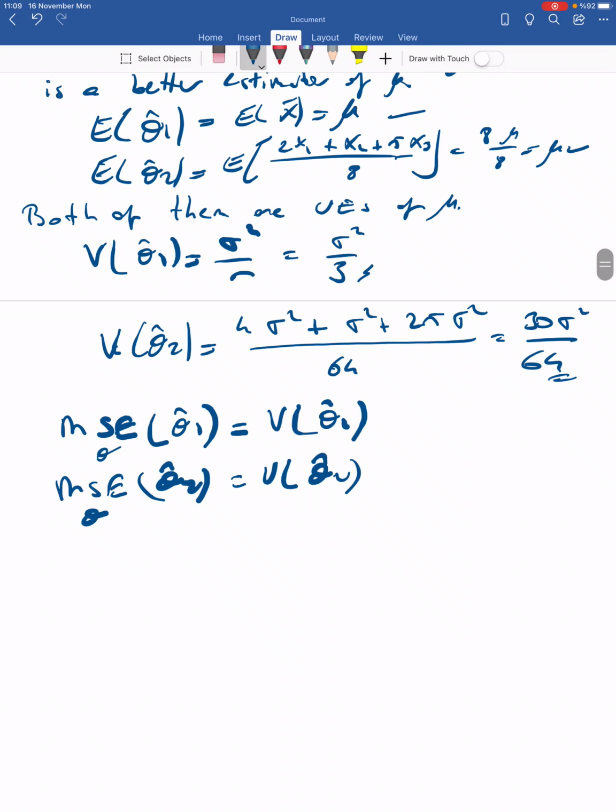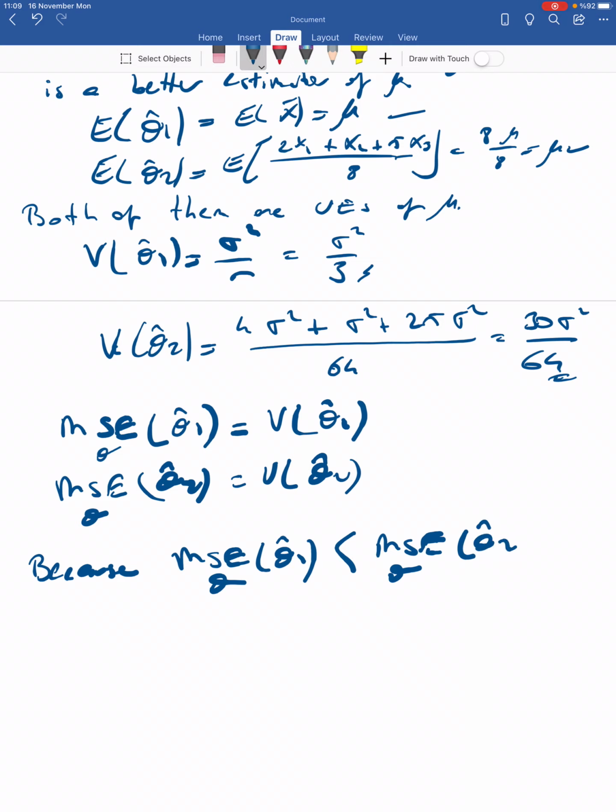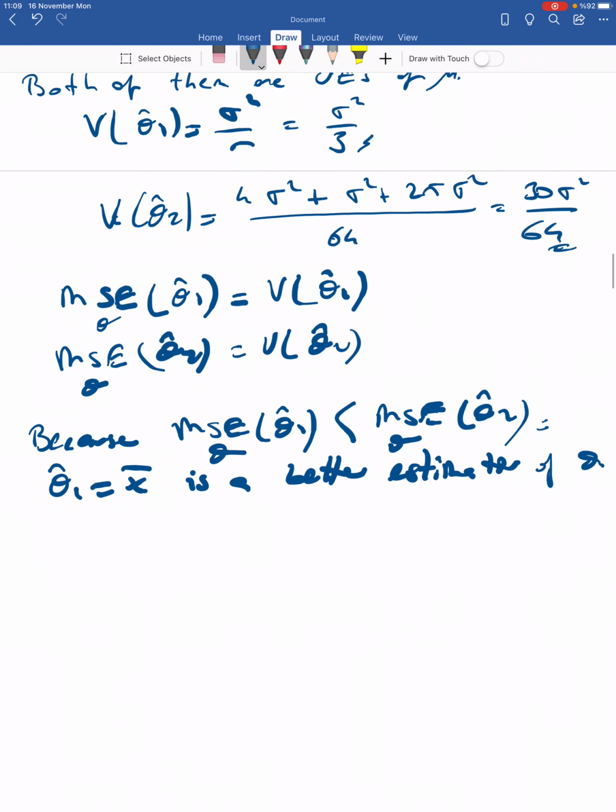And when we compare the variances, the second one is bigger. So the mean square error of theta 1 hat for estimating mu is smaller than the mean square error of theta 2 hat. Theta 1 hat, which is x bar, is a better estimator of mu.